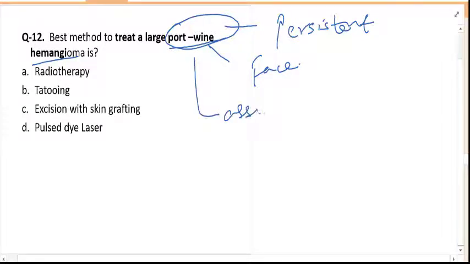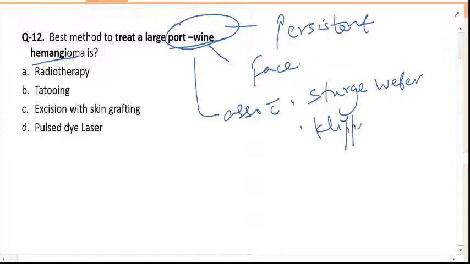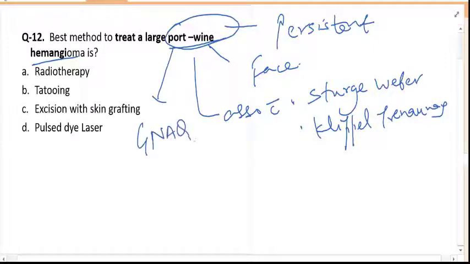This is associated with a few syndromes like Sturge-Weber syndrome and Klippel-Trenaunay syndrome. The gene responsible for this is GNAQ gene. Mutation in this gene can lead to port wine hemangioma.